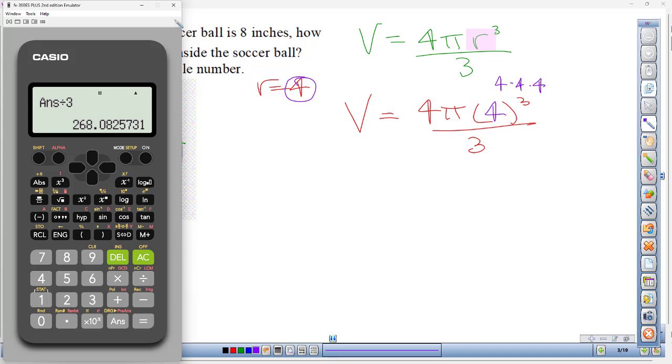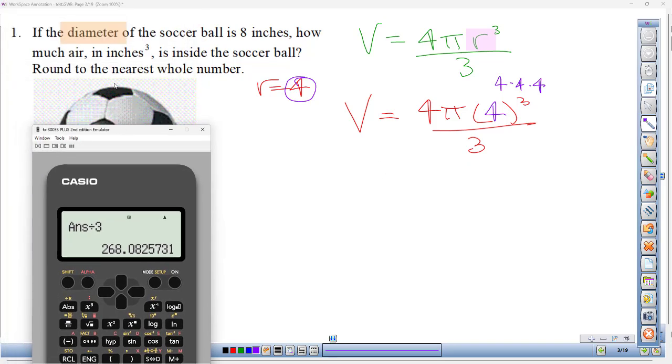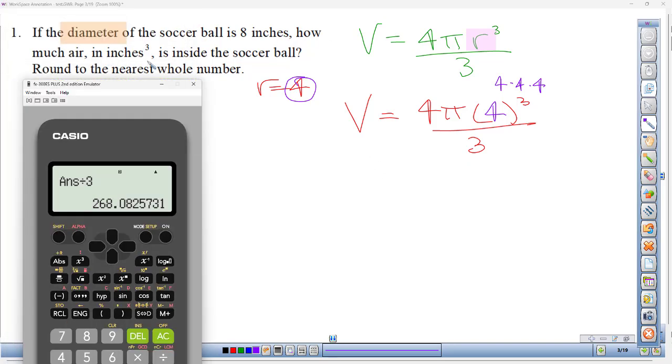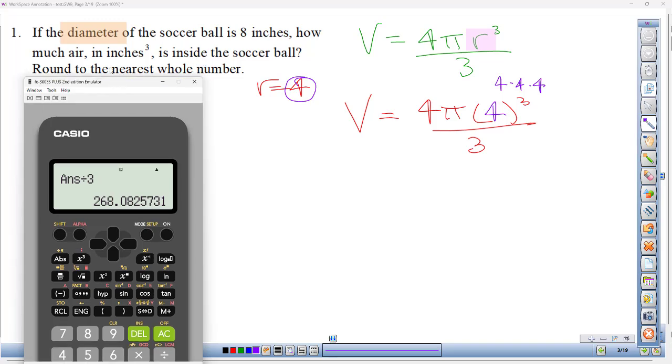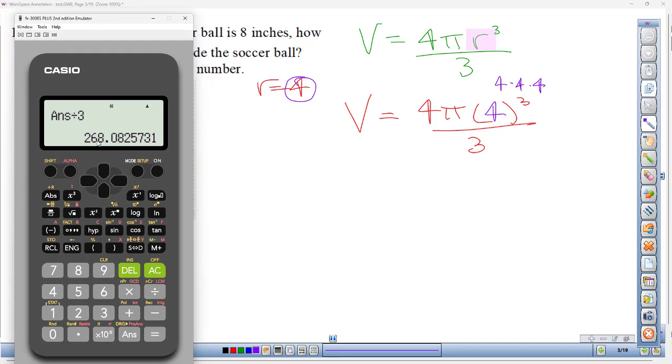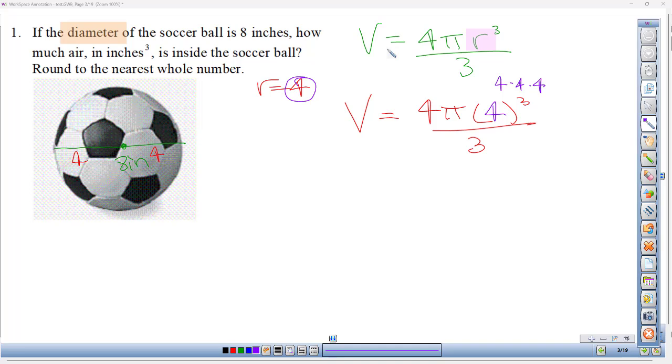268.08, and I think they want to round to the nearest whole number. So the nearest whole number is this 8. We're either going to leave that in 8 or we're going to move it to a 9. Those are the only 2 choices. Leave it in 8 or move it to a 9. And we look at the number next to it to make our decision. 0 through 4 makes us leave it. So the answer to this one is 268.